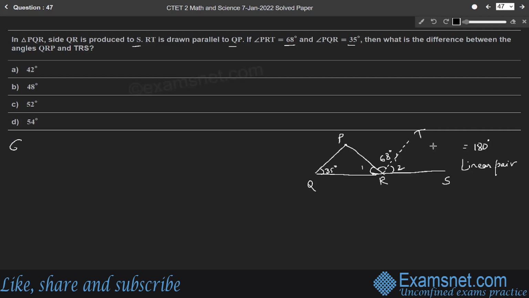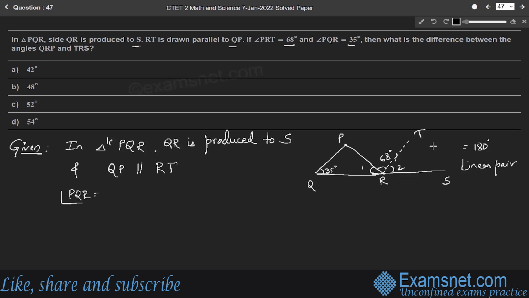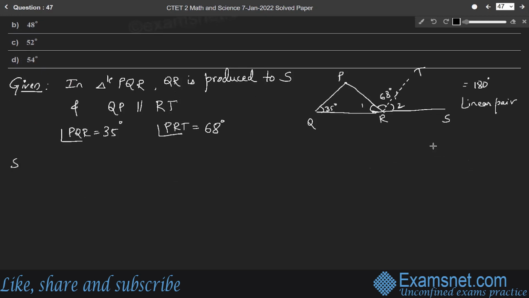So, given in triangle PQR, QR is produced to S, and QP is parallel to RT. Angle PQR is 35 degrees. Angle PRT is 68 degrees. Right? So, solution.